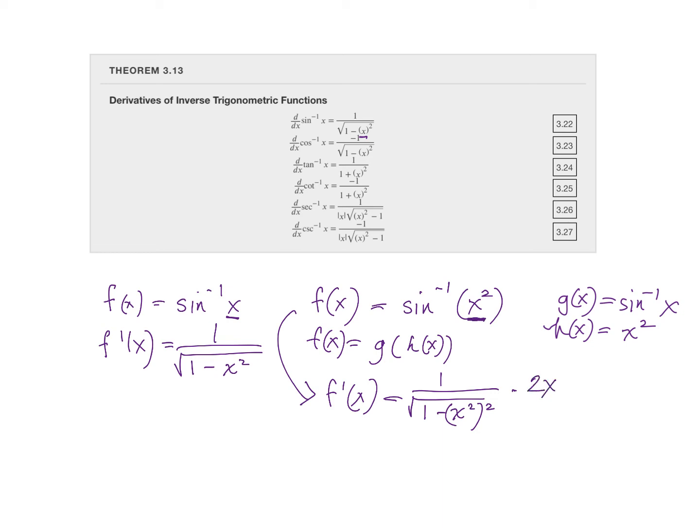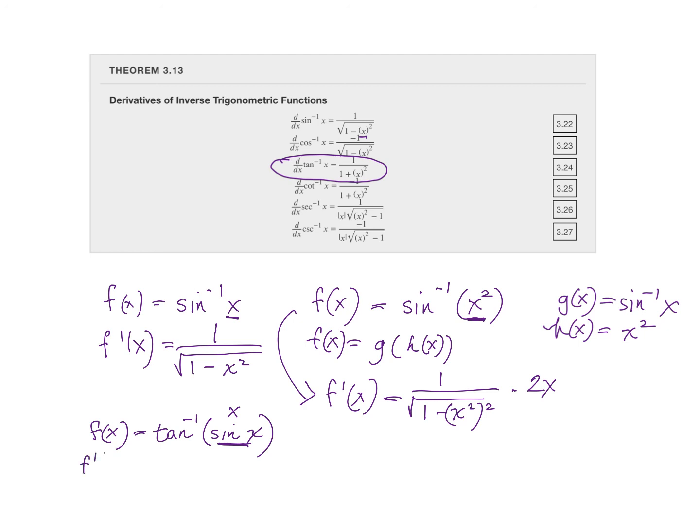Let's look at one more example. Suppose we had f of x is equal to the tangent inverse of, let's say, sine of x. So if we wanted to apply the formula, we look for the derivative of tangent inverse, right? If it was just an x here, then we would use that formula as it reads. But since there's another function inside of it, we have to apply the chain rule.